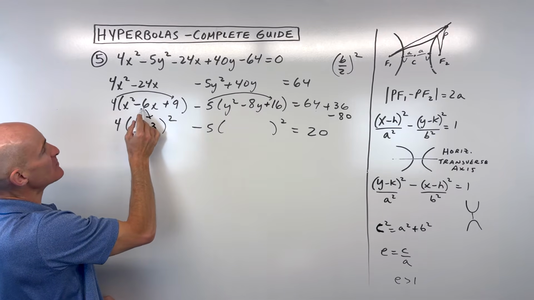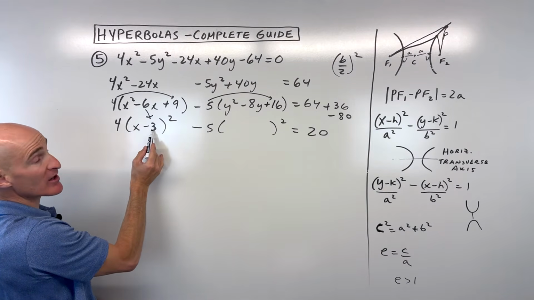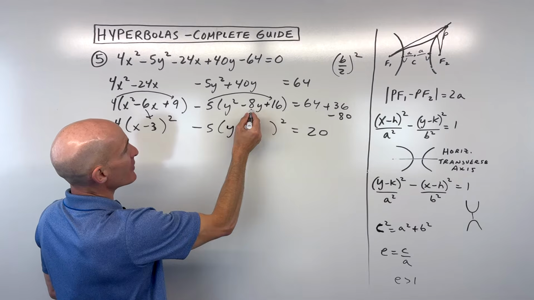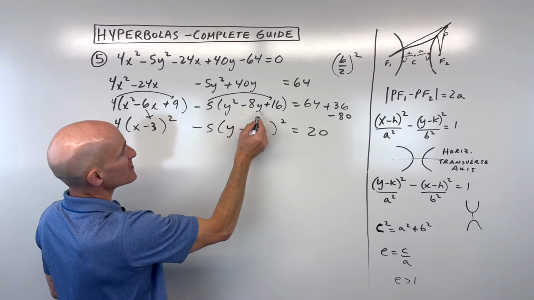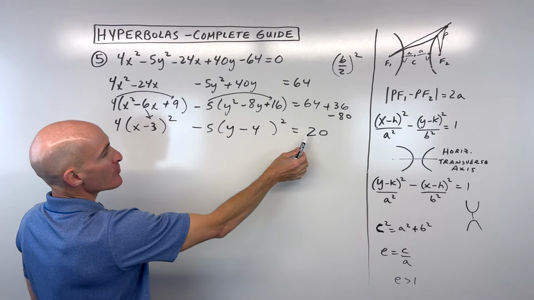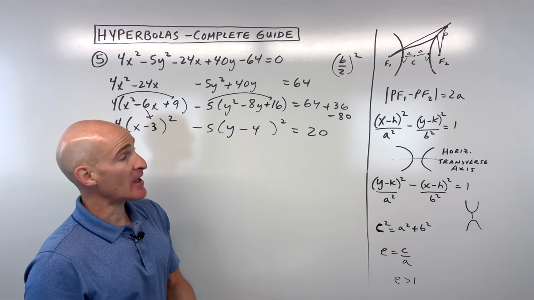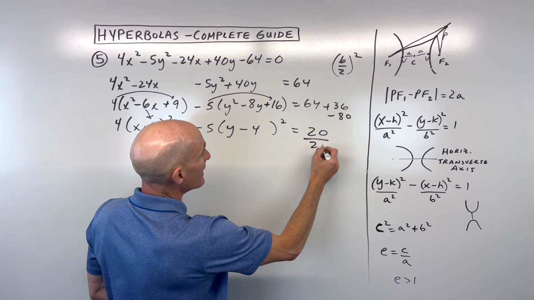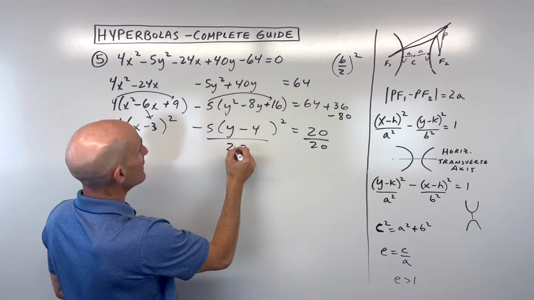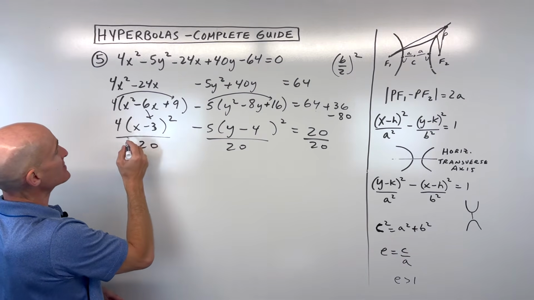It's always half of this b value. If this was plus 6x, it would be plus 3. And the same thing here, half of negative 8 is negative 4. If it was plus 8y, it'd be plus 4. But remember, hyperbolas, and ellipses for that matter, you always want to equal 1, so we're going to divide everything by 20, left and right sides, to keep this equation balanced, and we're going to reduce.